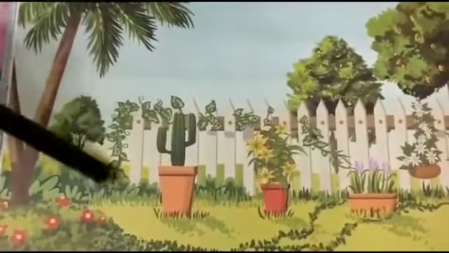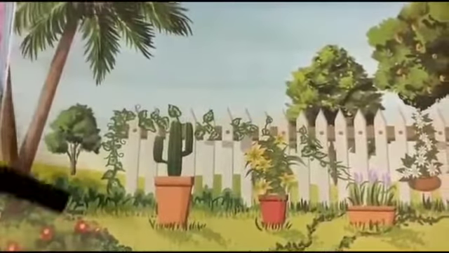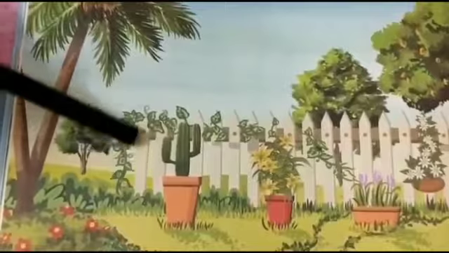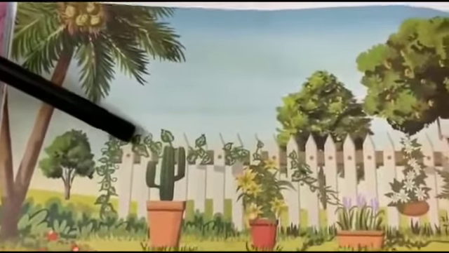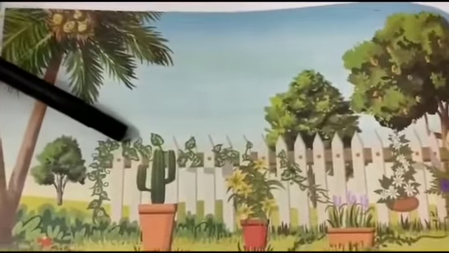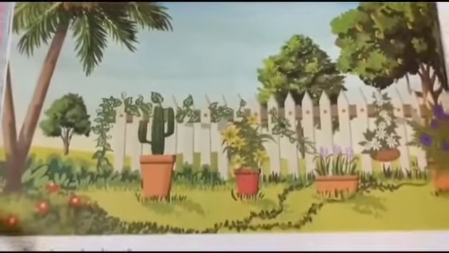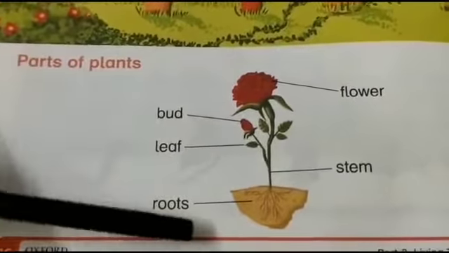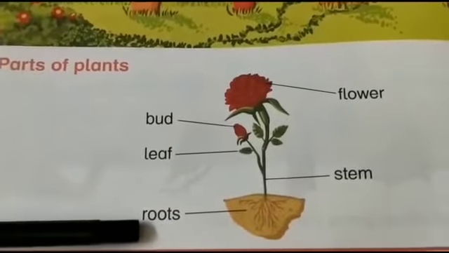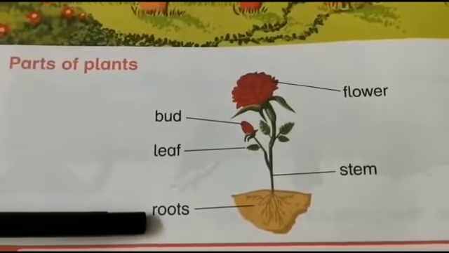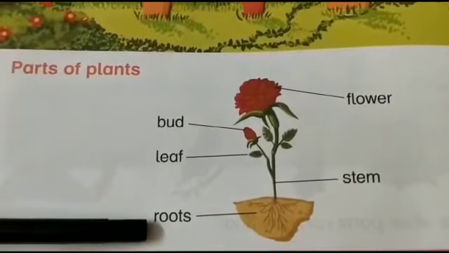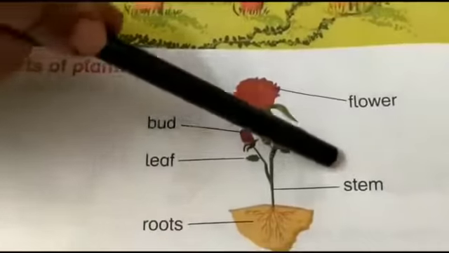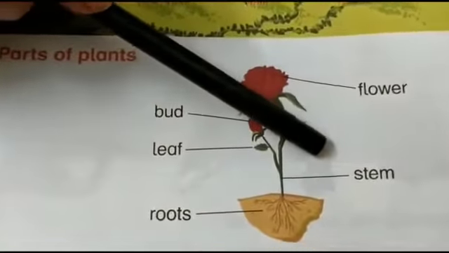These plants climb up on sticks and whatever they find around them, on walls, we call them climbers. Okay, now let's revise parts of plants. Start with roots. Roots, I told you, underground part is root. We call it roots. Next is stem.